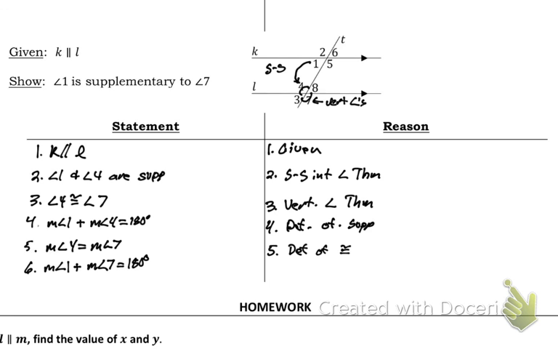Our whole goal, Jack, is to say that these two things are supplementary, so I need 1 and 7 in there. It would be substitution, yeah. Because if it was transitive, I wouldn't need to do all that work. And then my last thing is to make sure it says the right stuff. So I should say angle 1 and angle 7 are supplementary. And step 7 is going to be definition of supplementary. Good job.